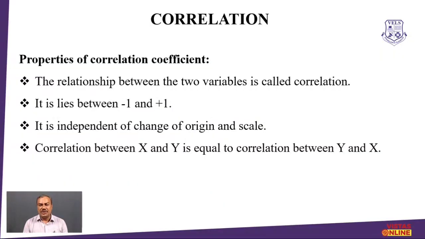All the correlation values lie between -1 and +1. It is independent of change of origin and scale. r of x comma y equals r of y comma x. These are the properties of correlation coefficient.